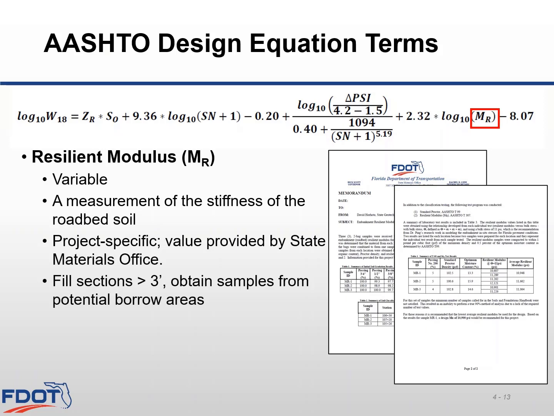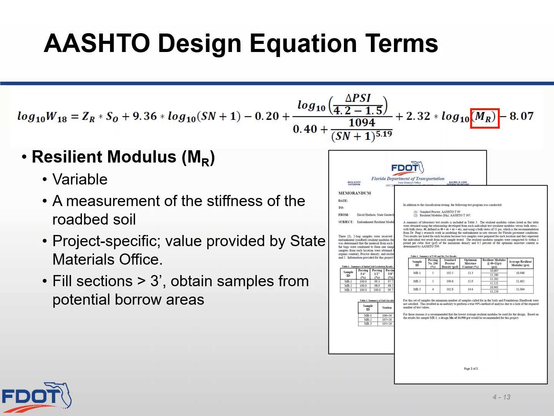The next variable is the resilient modulus, which is denoted by the MR. The resilient modulus is a project-specific value for the strength of the in-situ soils that your pavement structure will sit on. The resilient modulus value is provided by the State Materials Office for every project.